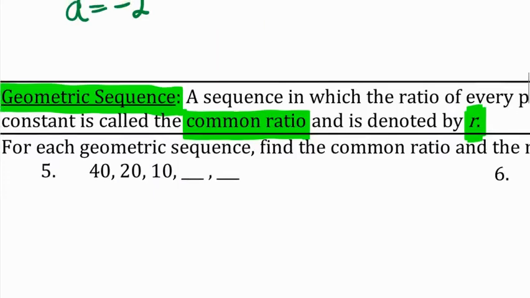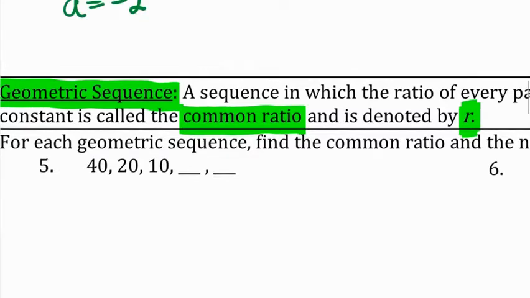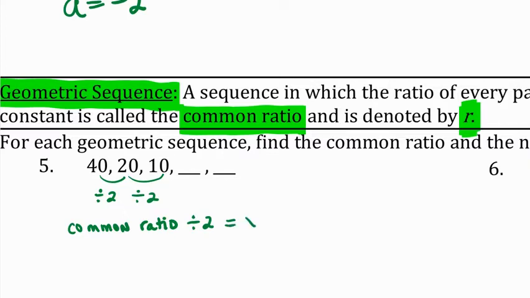So in our first example here, from 40 to 20, 20 to 10, and so on. Now remember, the common ratio is what you're multiplying by. So you might look at the sequence and say, oh, I'm dividing by 2 each time, right? But remember, your common ratio has to be what you multiply by. So if I'm dividing by 2, that's the same as multiplying by 1/2, right? So our common ratio here is 1/2.